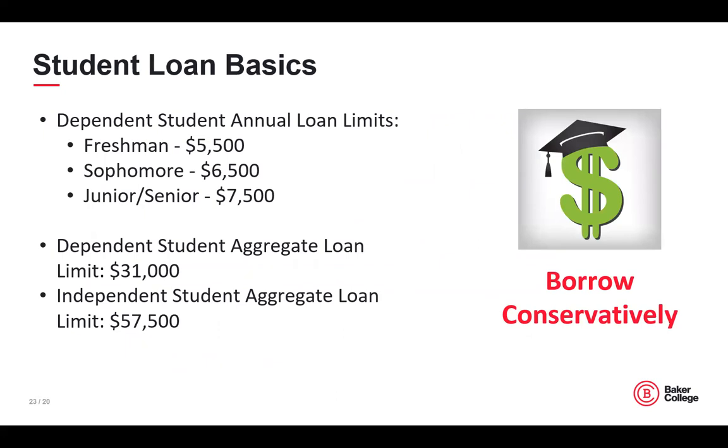Now, the amount of money that a student can borrow is capped each academic year. As you can see from this slide, dependent freshmen are capped at $5,500 for the year. That dollar amount does increase slightly as the student progresses through their education. In total, a dependent student can borrow no more than $31,000.